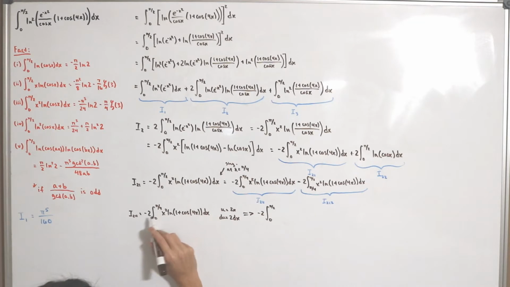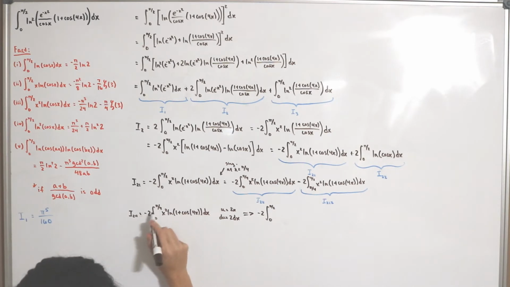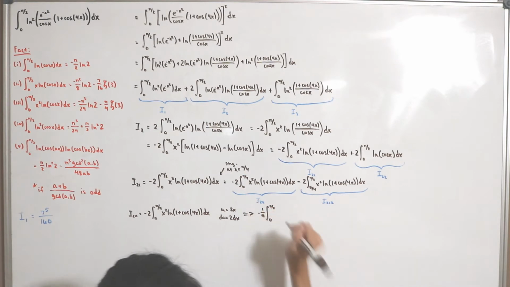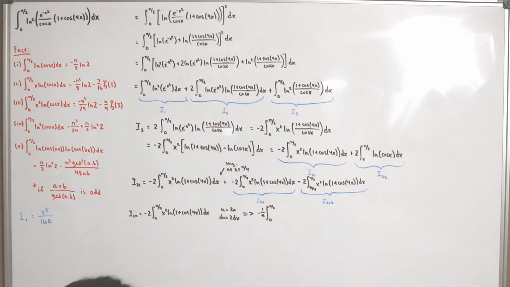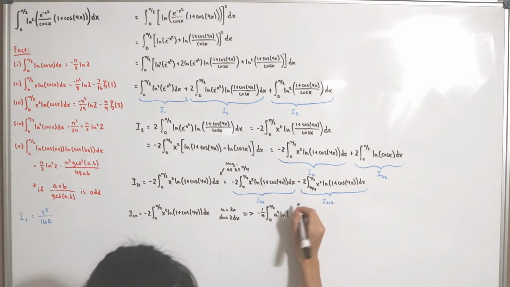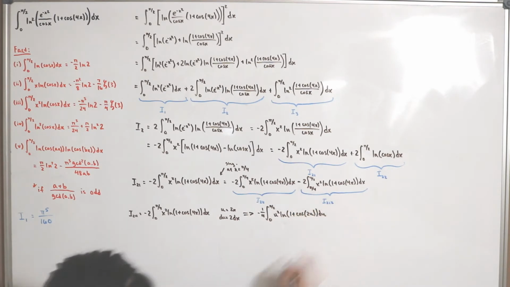I can factor the 4 outside, so I get negative 2 divided by 4, which is negative 1 over 2. But I also have a 2 dx, so divide by 2. That means I get a negative 1 over 4 outside of the integral. Now substitute everything in terms of u, so we get u squared multiplied by the natural log of 1 plus cosine of 2u du.